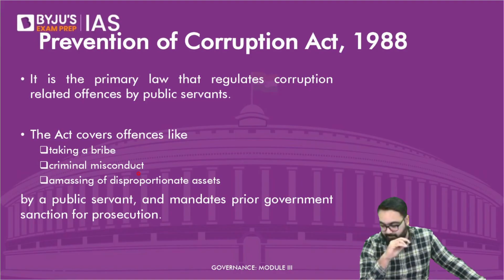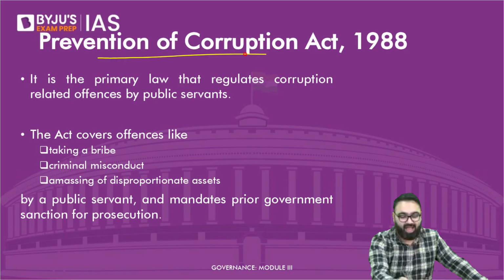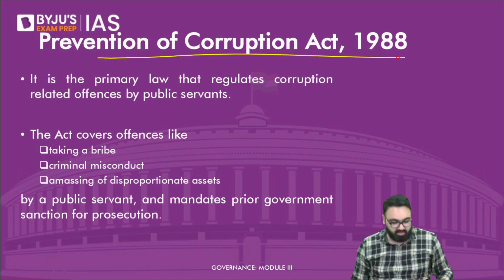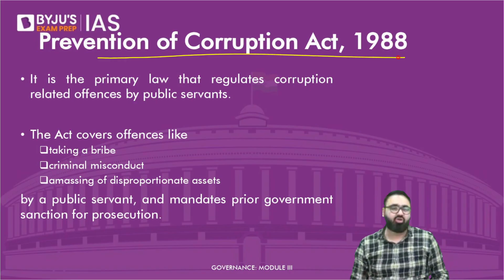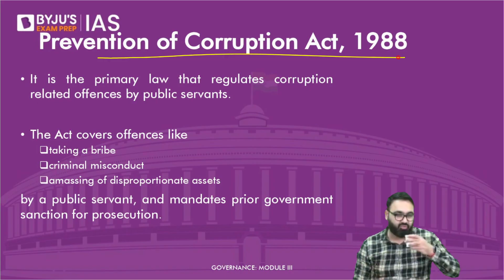Anyways, let's go ahead then. The topic that we want to start is PCA, Prevention of Corruption Act of 1988. Now, what exactly is this law? How does it work? What are the important provisions of the law? This is what you have to understand.